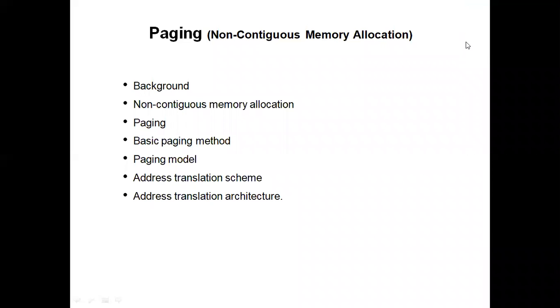So, today we'll be talking about one more type of memory allocation, that is called non-contiguous memory allocation, and in that we'll be talking about a paging technique which is used for non-contiguous memory allocation. So today in this lecture we'll be talking about the background of the topic, then we'll talk what non-contiguous memory allocation is, then we'll be talking what is paging, what is the basic method of implementing paging, then what are the paging models which can be used, and how addresses are translated using paging, and what are the architecture used for translation of these addresses.